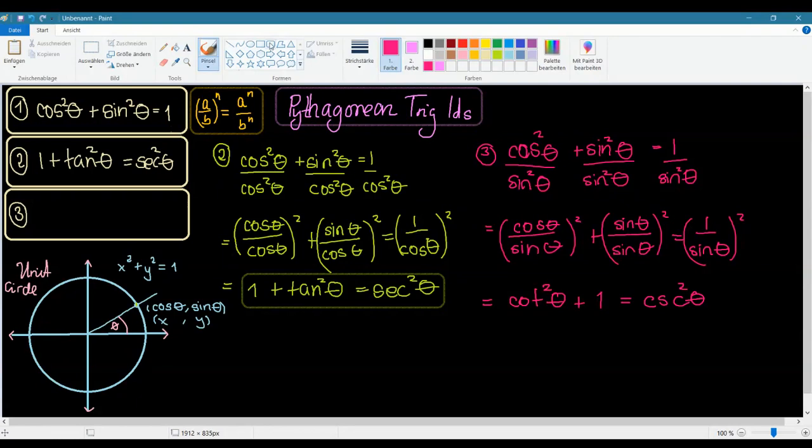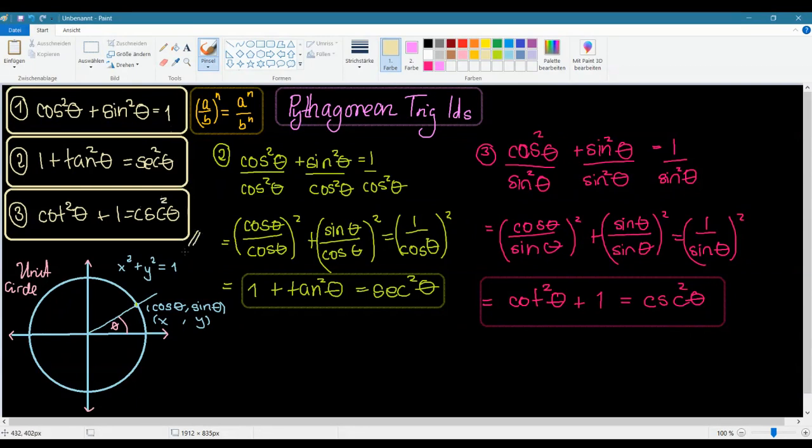And that's our third Pythagorean trig identity. So basically, if you can just remember the first one, you can remember them all. And the first one is really easy to remember because you just think unit circle equation, x, y, plug it in. That's all you have to do. So I'm just going to write this down. This is going to be cotangent theta squared plus 1 equals cosecant theta squared. And there you have all three of the Pythagorean trig identities.